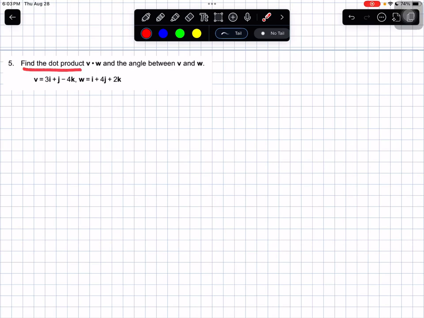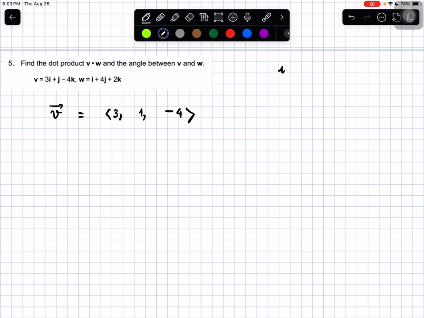By using the dot products, we can find the angles between two vectors. For example, here we have two vectors v and w. Vector v can be rewritten as 3, 1, minus 4. Here, 3, 1, minus 4 are coefficients of vectors i, j, and k.